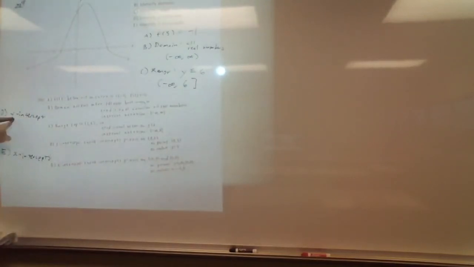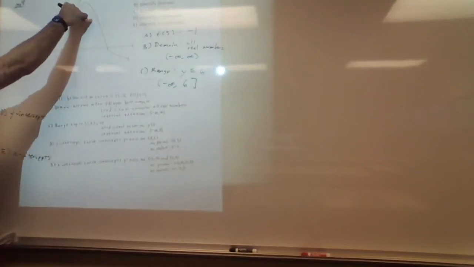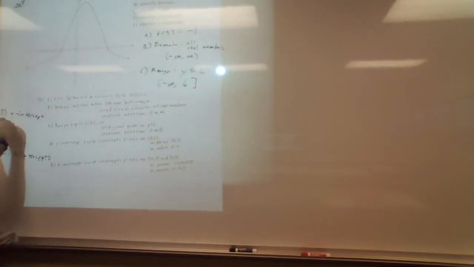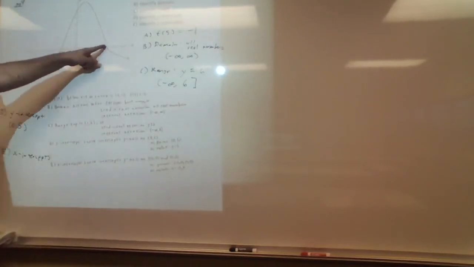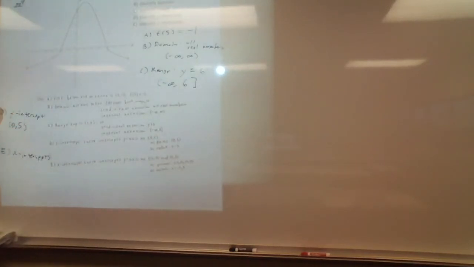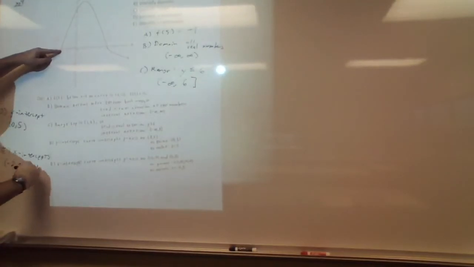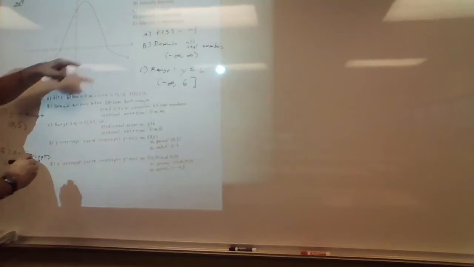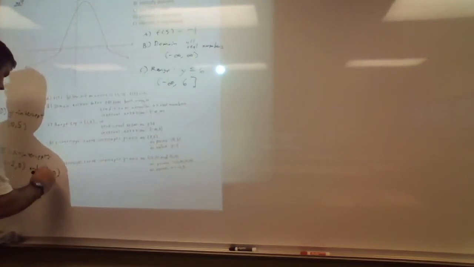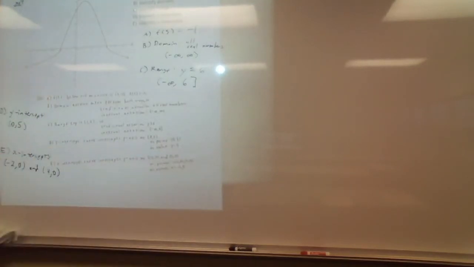The y-intercept is where it crosses the y-axis. It crosses at 0, 5. The x-intercepts are where it crosses the x-axis. So that would be negative 2 as the x-coordinate, 0 as the y-coordinate. And the other one is this one, 4, 0. All right.